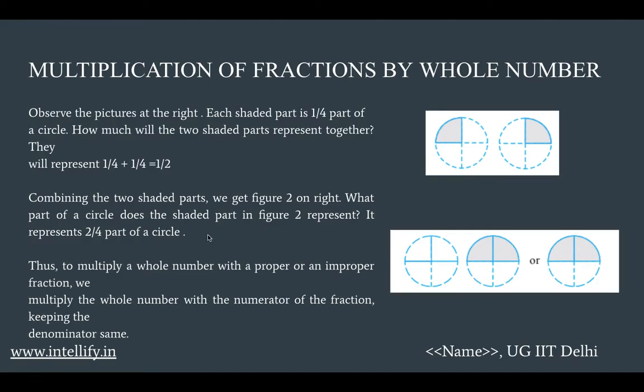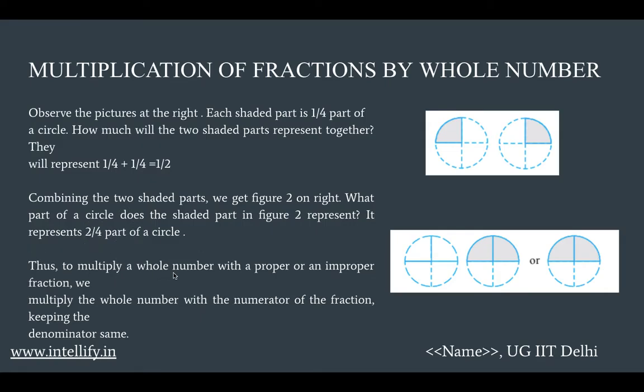So 1 by 4 plus 1 by 4 is half. Combining the two shades, we get figure 2 on the right. This is figure 2. What part of a circle does the shaded part in figure 2 represent? It represents half of it, 2 by 4 you can say.